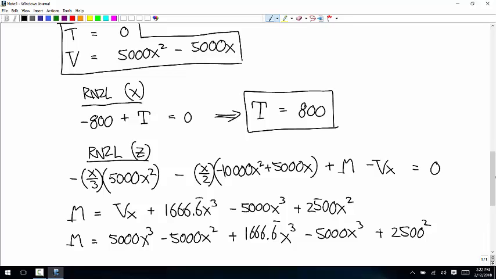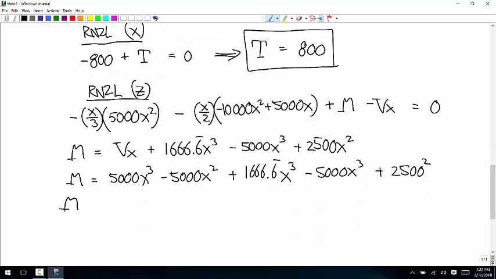And now we can lump all this stuff together. So m is equal to, so we have the 5,000 x cubes cancel out, and we just have 1666.6 repeating x cubed. And then the squares, whoops, that's an x squared. Minus 5,000 x squared plus 2,500 x squared, so that's minus 2,500 x squared. And I think that's everything.